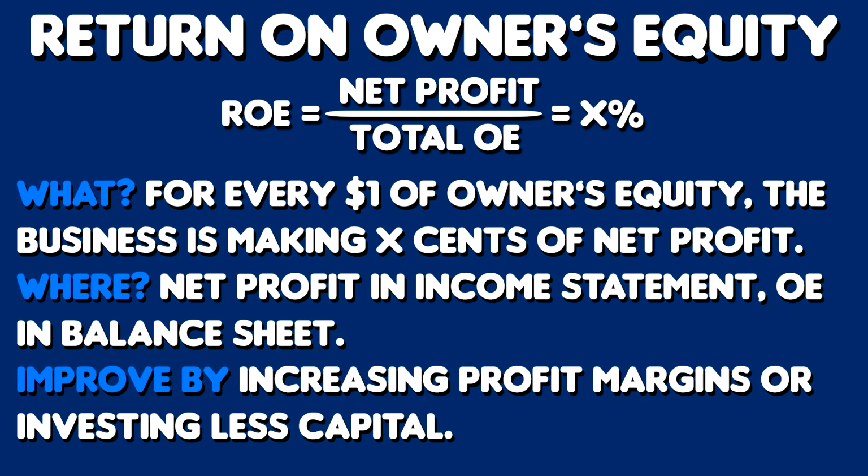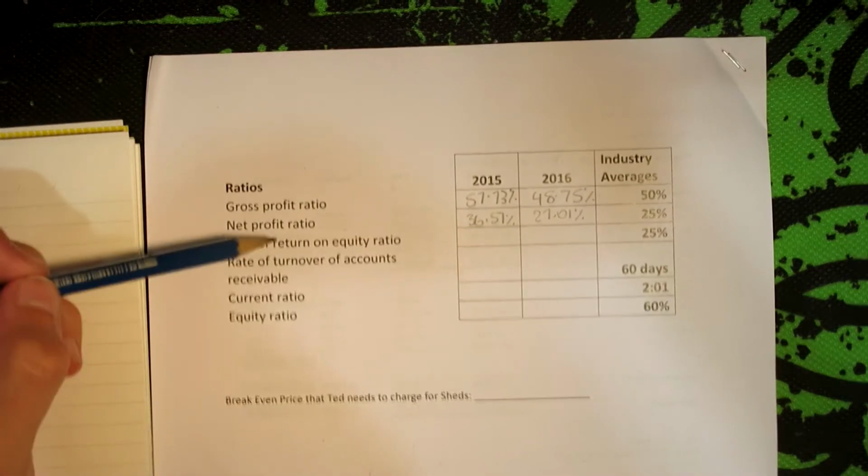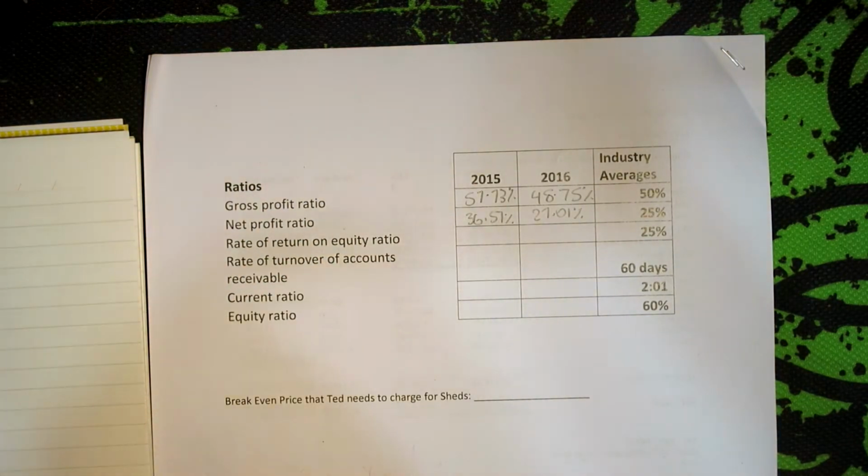So the figures within the return on owner's equity ratio can be found. The net profit can be found in the income statement and the owner's equity in the balance sheet. To improve this ratio, you can either improve your net profit through increasing sales, decreasing expenses, or investing less capital in the business. So if you invest less but are still able to make good profit, then the return on your dollar will actually be greater.